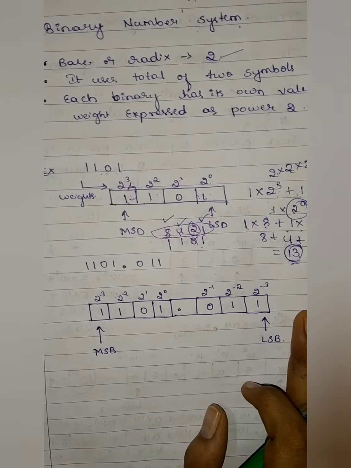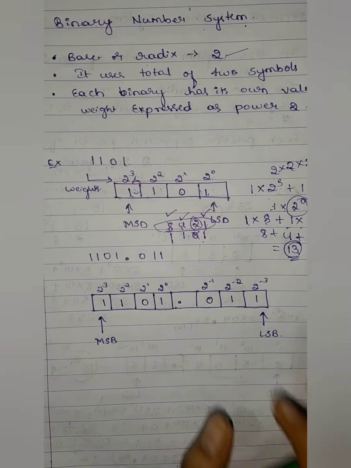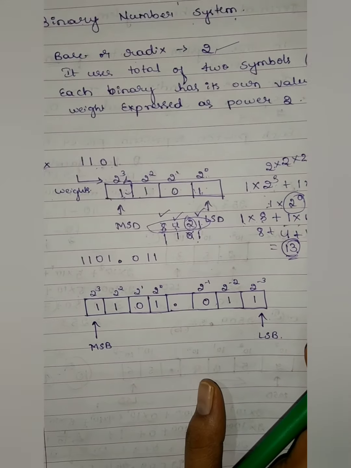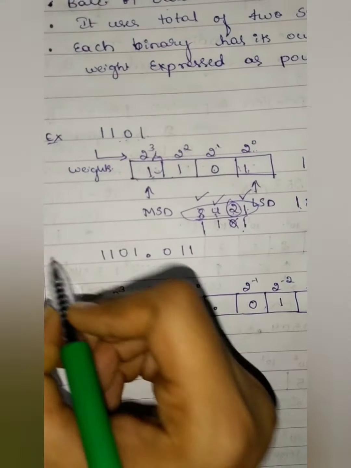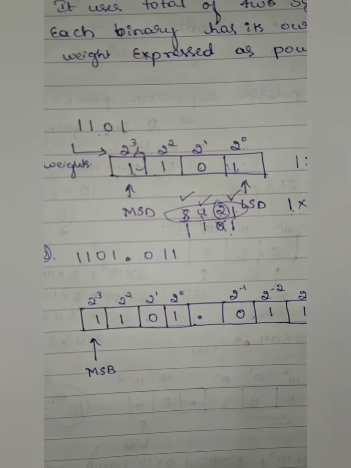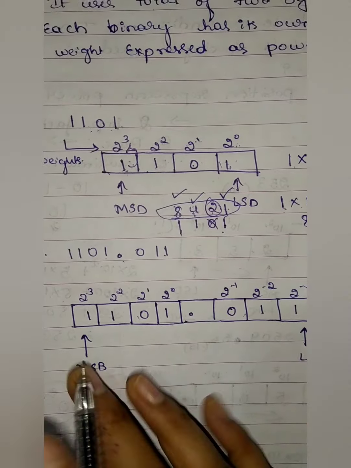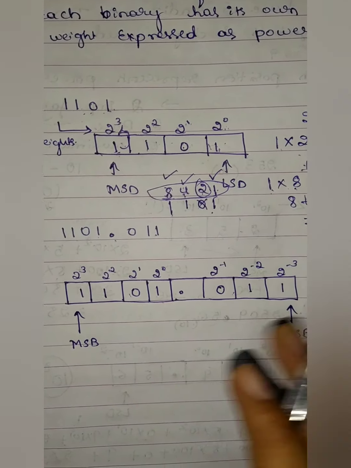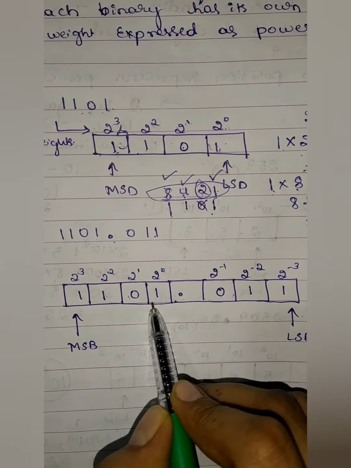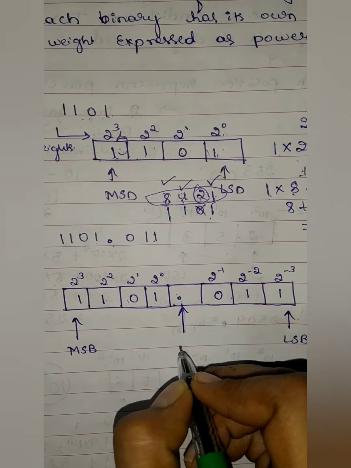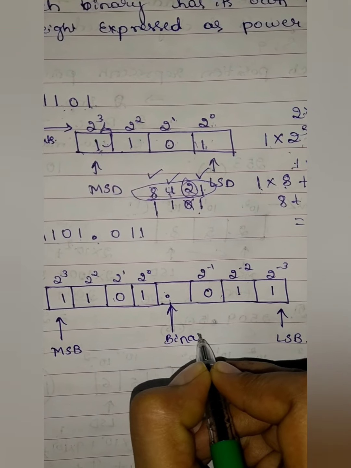Same as the decimal number system, the binary number system also differentiates positive powers from negative powers. Another example, consider example 2, that is 1101.011, that needs to be represented here, with 1101 before the binary point. Don't consider this as a decimal point, this is a binary point.